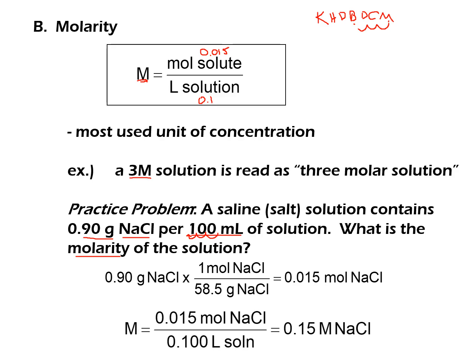All right, 0.015 moles of NaCl is the solute. 0.1 liters of solution on the bottom. If I divide 0.015 by 0.1, I get 0.15. And so my molarity here is a 0.15 molar NaCl solution.